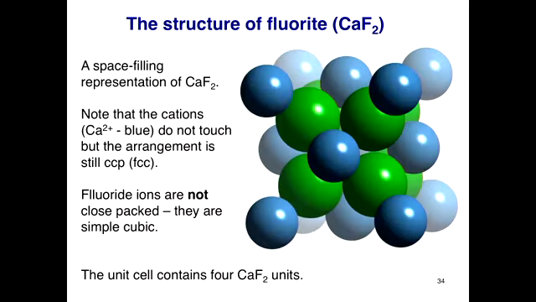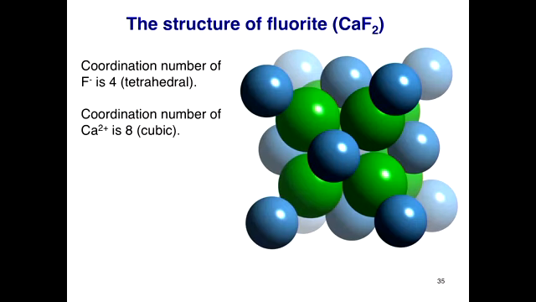Okay, there's the space filling model for the calcium fluoride, and you can see that the calciums are a long way from making contact with each other, and that's because the fluorides are so large. But nevertheless, it's convenient to think about this structure in terms of a face-centered cubic arrangement of calciums, fluorides in the tetrahedral holes. You need to know that the coordination number of the fluorides is 4. So if we take this fluoride here, it's got 1, 2, 3, 4 calciums around it. The coordination number of the calciums is 8.